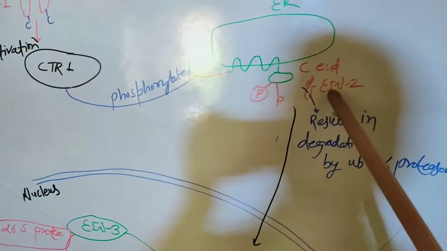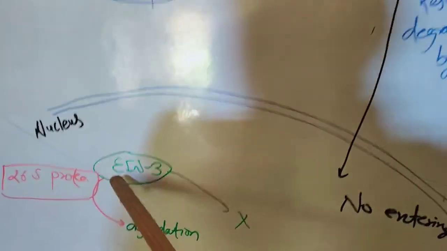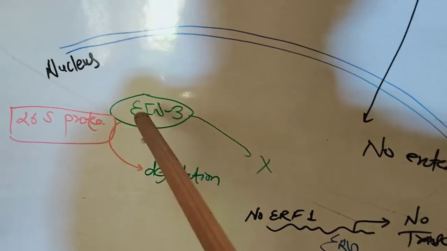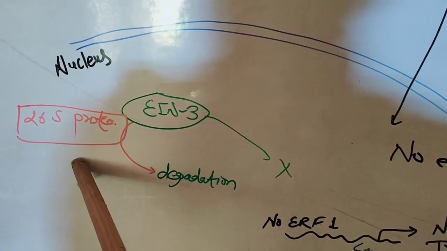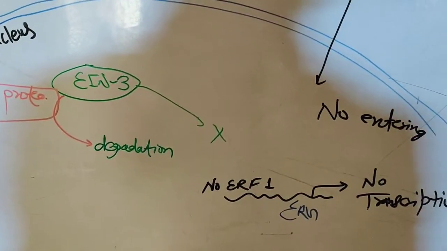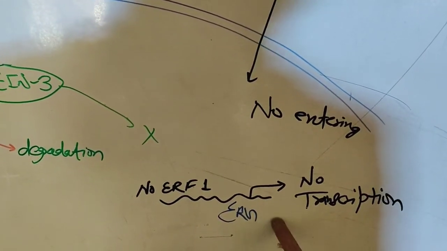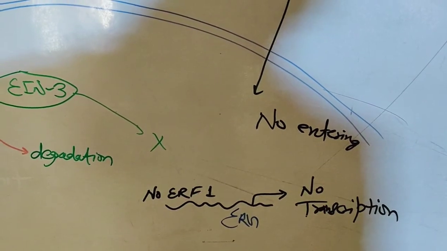And what's the work of the EIN2 protein? It stabilizes your EIN3 protein. And if EIN2 is not entering the nucleus, your EIN3 protein will be degraded by the 26S proteasomal complex. And if it is degraded, then no ethylene response gene will be on. So your ethylene response transcription will not be happening there.